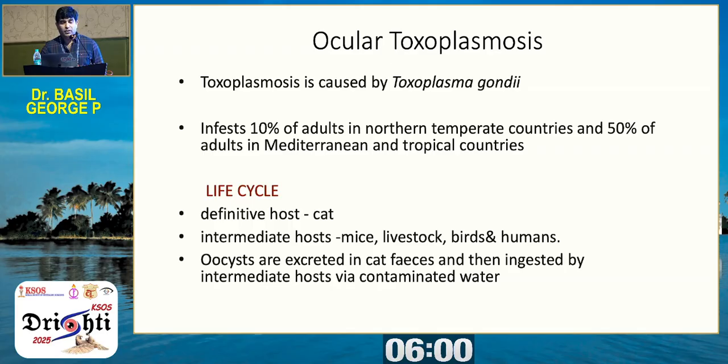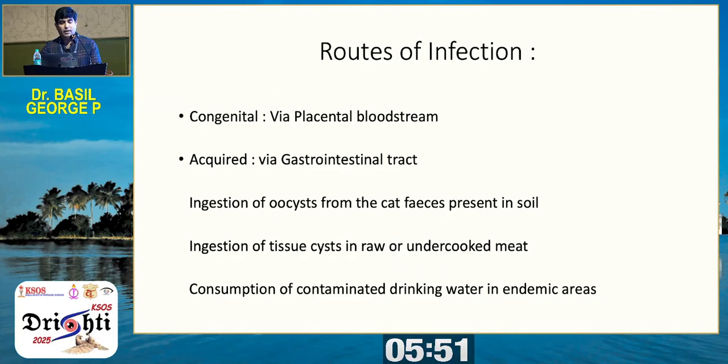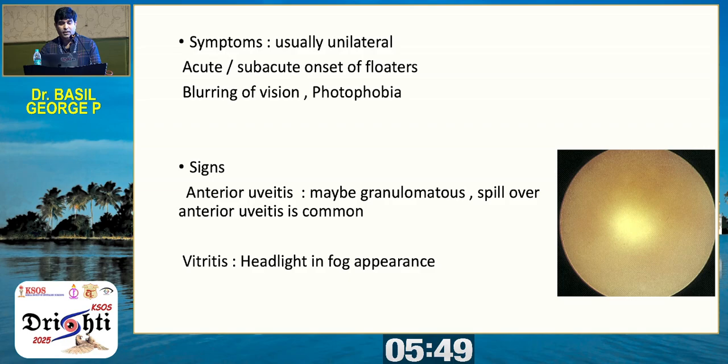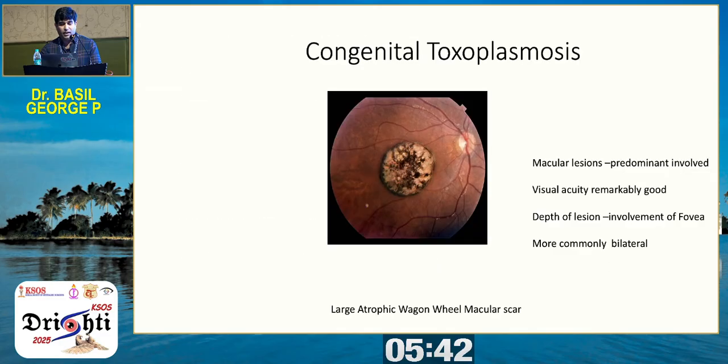Now, coming on to ocular toxoplasmosis, as you know, it is caused by Toxoplasma gondii, in which the cat is the definitive host and humans are the intermediate host, and it can be either congenital or acquired. The signs include anterior uveitis, and in the posterior segment, you see vitritis with the headlight in fog appearance. The most distinctive feature in congenital toxoplasmosis is a large atrophic chorioretinal scar, and the scar is often described as a wagon wheel macular scar or punched out chorioretinal scar.